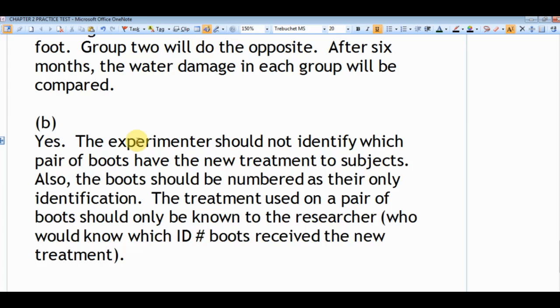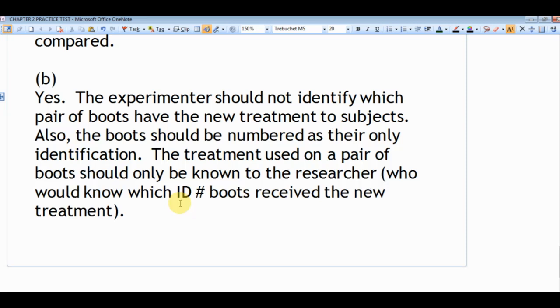So in double blind, the person measuring the subjects does not know which treatment is which. And so I wrote down here probably the best way to do that is the boots themselves would be identified using some kind of a serial number or identification number. And the ID numbers belonging to which treatment is unknown to the experimenter and only known to the statistician or the researcher.